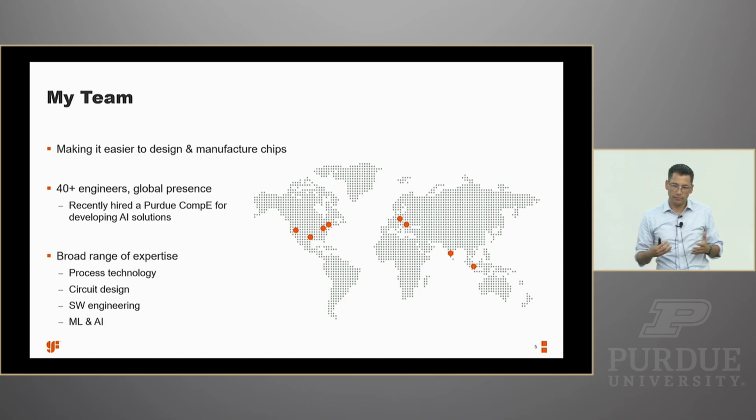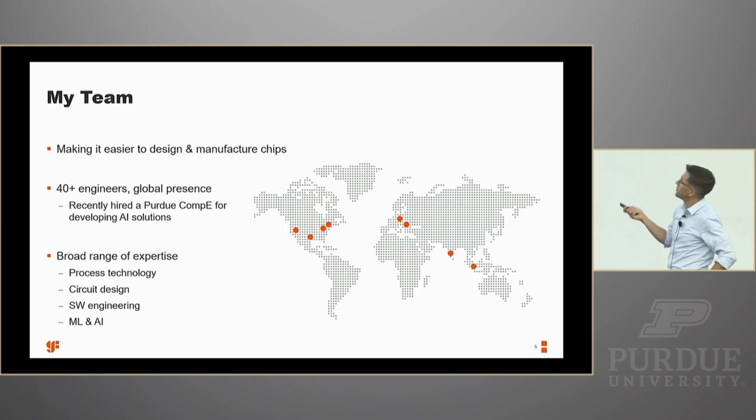So my team and my focus: I'm not on the manufacturing side. I'm not in the fab, and I'm not working on the process line. My team's mission is to make it easier to design and manufacture chips. So the goal is, when we have a process and a customer that's designing in it, to make it easier, quicker, and faster for them to do so. Within my team, I have over 40 engineers and a global presence.